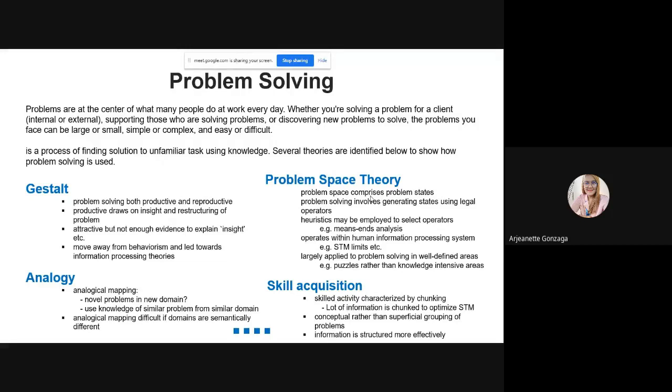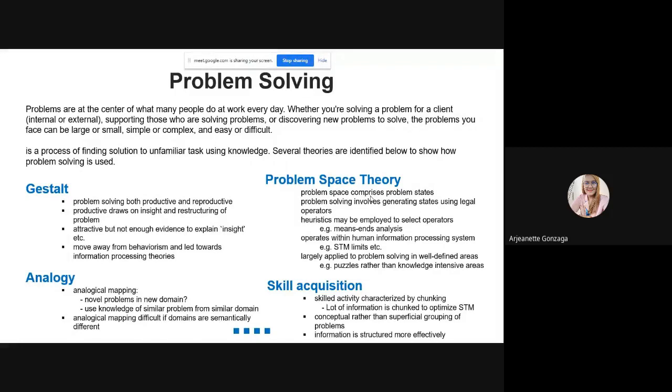Next, we have the analogy. Analogical mapping: novel problems in your domain call for the new use of knowledge of a similar problem from a similar domain. Analogical mapping is difficult if domains are semantically different.